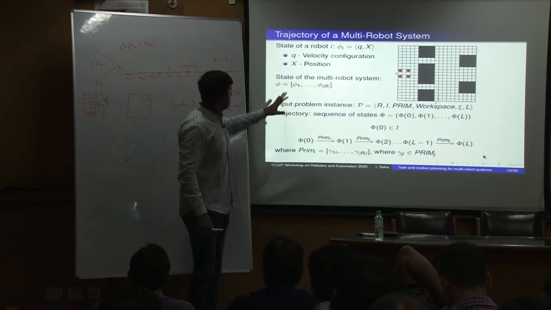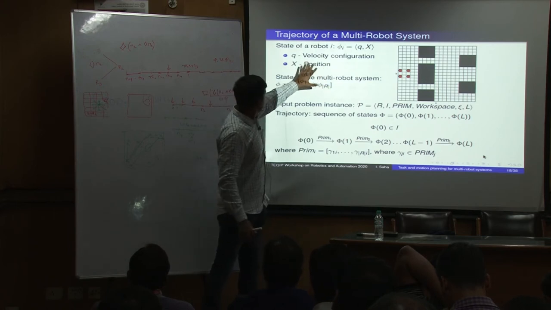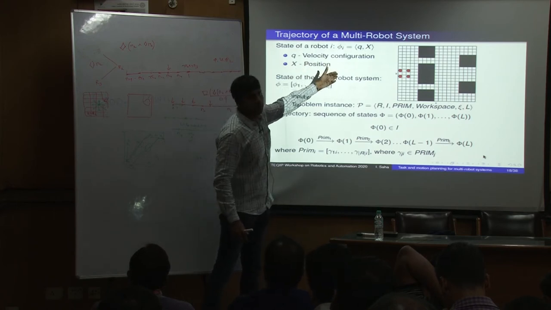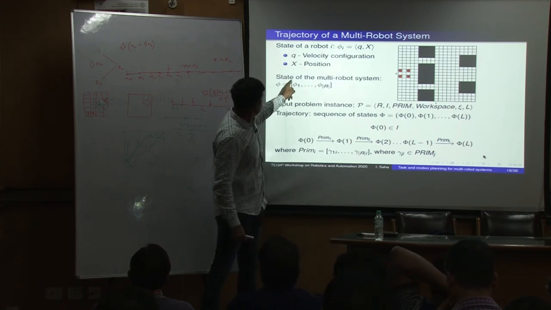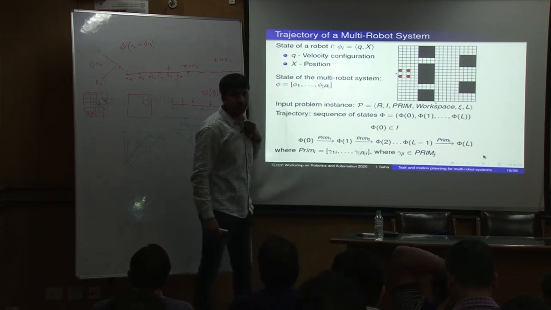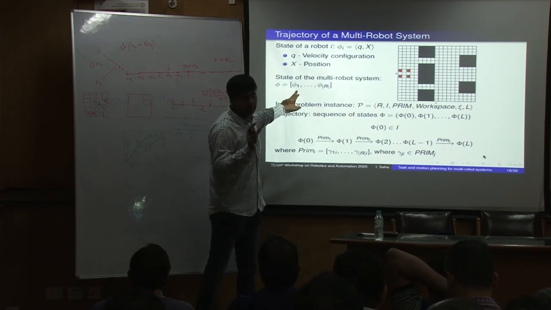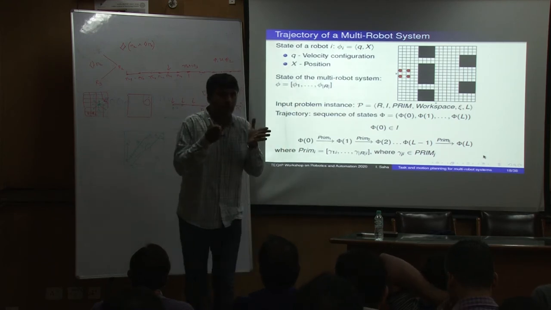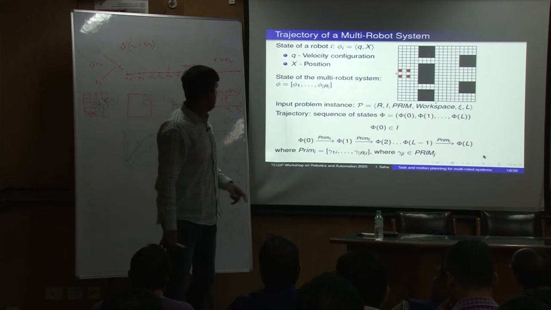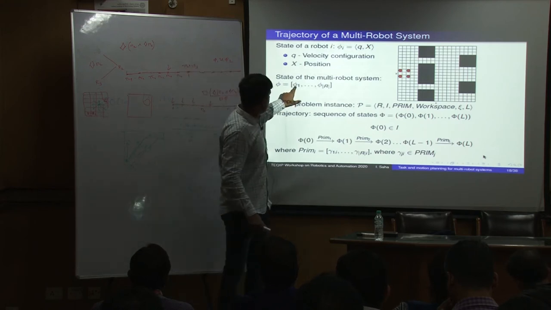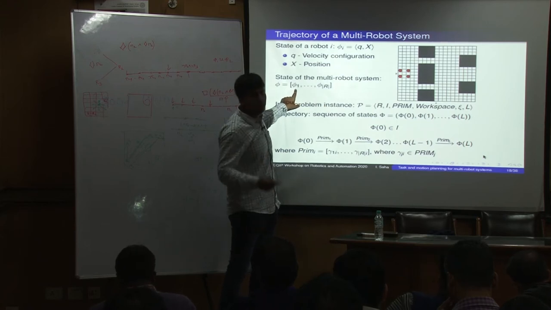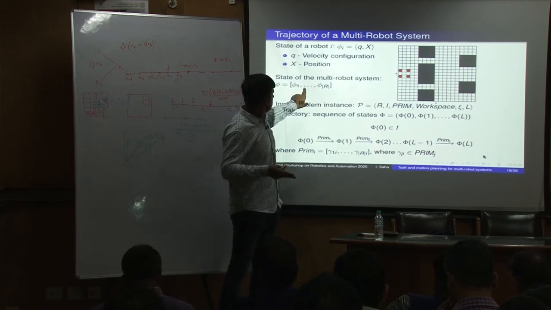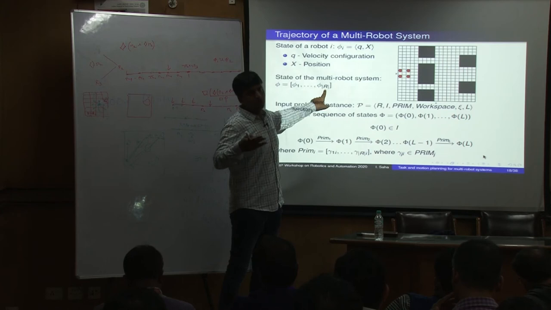So to keep things simple, we represent the state as a tuple that takes the velocity and the position. And then we define the state of the multi-robot system. It's a vector, because I have to capture the state of all the robots. So I represent it as a vector phi 1 to phi r, where this is the state of robot 1, then robot 2, and finally robot R.